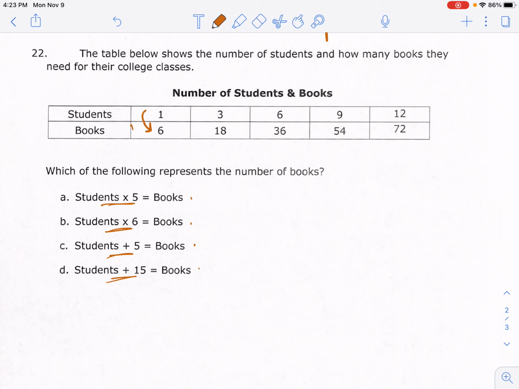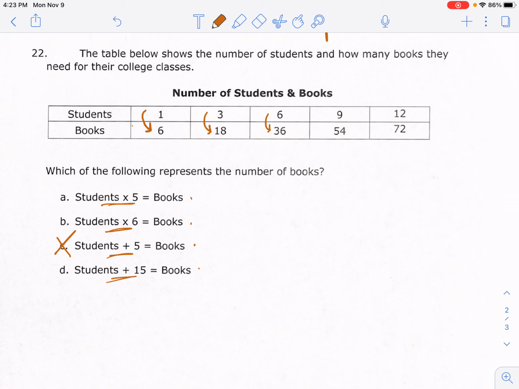Now, 1 plus 5 equals 6, but that has to work for all of them. 3 plus 5 is 8, not 18. And 6 plus 5 is not 36, so I know that it actually can't be that I'm adding 5. Even though that worked for the first one, it didn't work for all the ones after. So let's see what else could work.